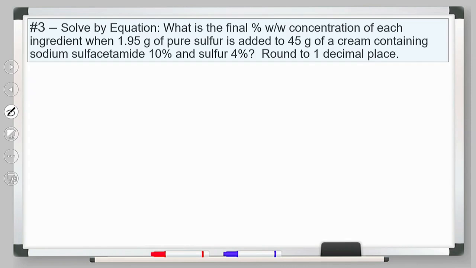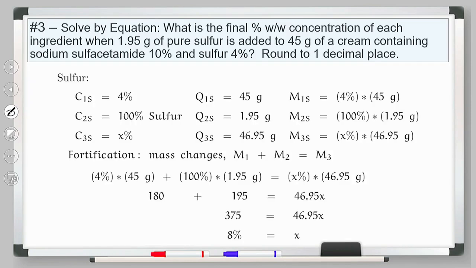This is a good question from chapter 15, where, again, I like this one because there is both a fortification as well as a dilution, because we're adding pure sulfur, this amount of pure sulfur, to a cream that is 45 grams of cream that has two drugs, sodium sulfacetamide and sulfur, at that concentration. So would you agree sulfur is going to go up when we add sulfur, but sodium sulfacetamide is going to go down in concentration because we're diluting it.